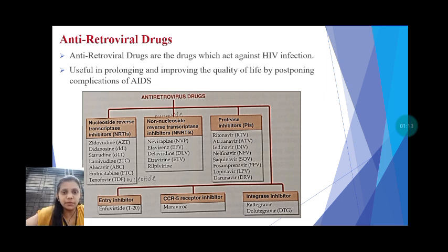Now the protease inhibitors. The drugs include ritonavir, atazanavir, indinavir, nelfinavir, saquinavir, fosamprenavir, lopinavir, and darunavir. Entry inhibitors: enfuvirtide. CCR5 receptor inhibitor: maraviroc. And the integrase inhibitors: raltegravir and dolutegravir.